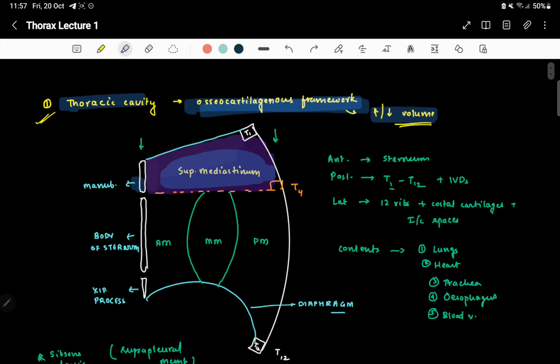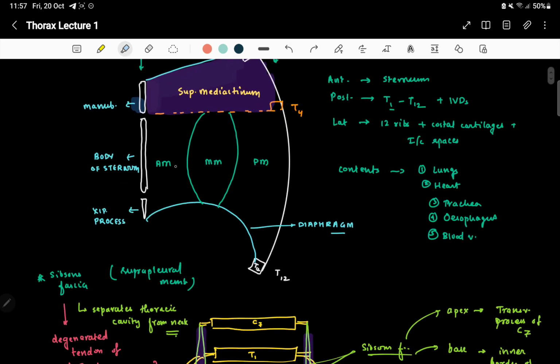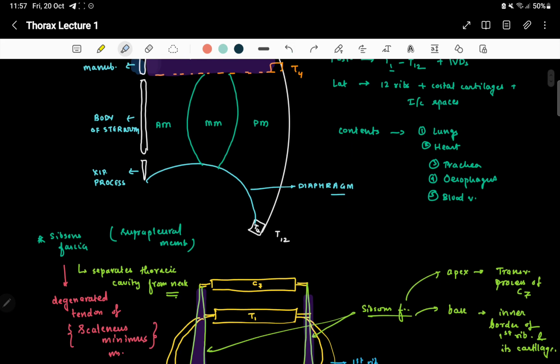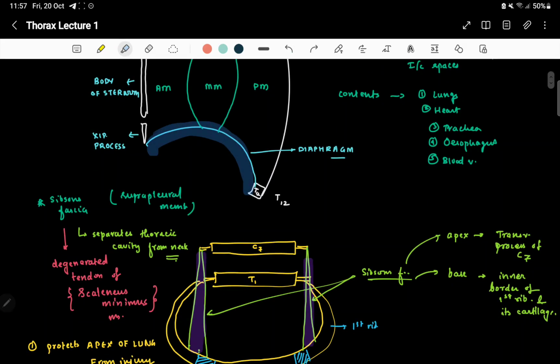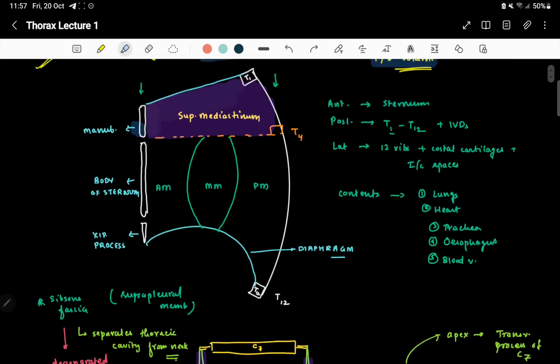The superior mediastinum is bound by your manubrium anteriorly, your T1 to T4 vertebrae posteriorly, and laterally by your ribs. Then this is your anterior mediastinum, this is your middle mediastinum, and this is the posterior mediastinum. As such, the diaphragm forms the outlet of your mediastinum here.